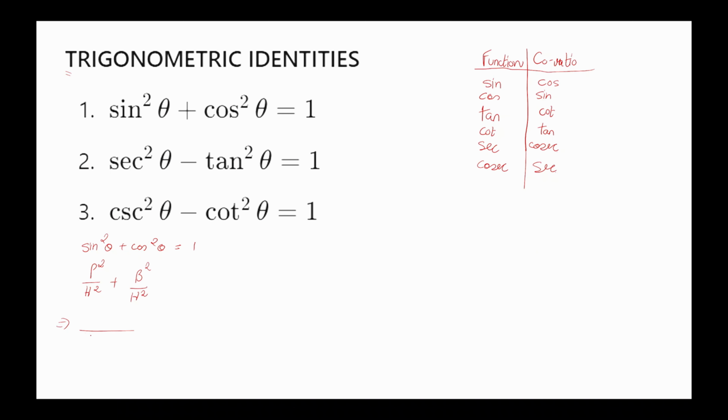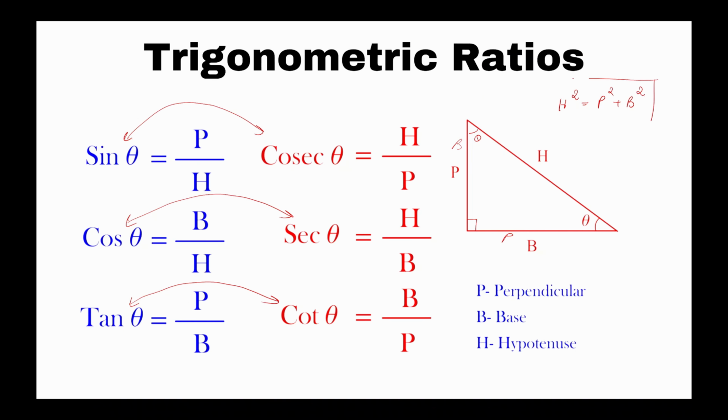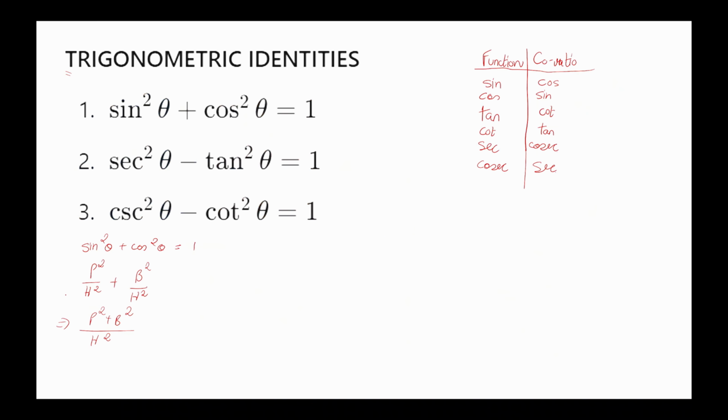Now here you can see that my LCM would be h square only, and here I would have p square plus b square. Now by Pythagoras theorem, we had seen this formula that h square is equal to p square plus b square. So this can be written as h square by h square. So this gets cancelled out and we are left with 1. So this is generally how you can prove your other identities as well. However, this is something you've studied already, so not a very new thing. Of course, you must be remembering these formulas as well.